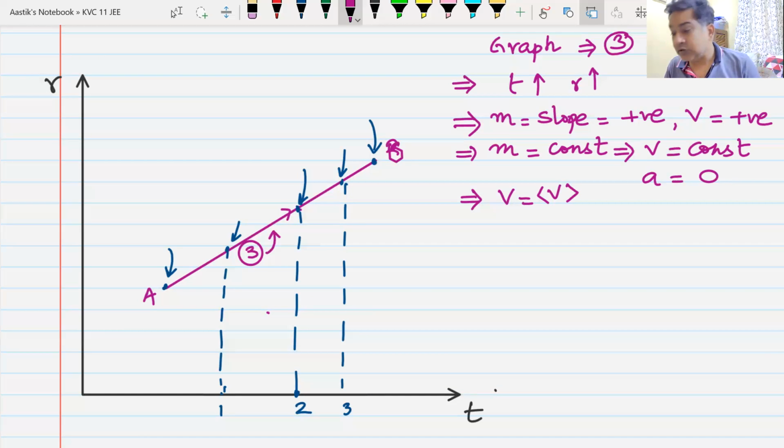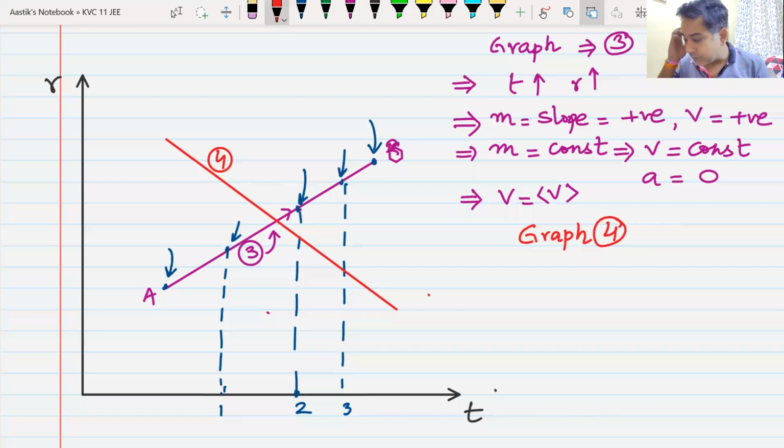What all things can you say about graph number 4? I hope you have done this. Graph number 4 comes into the picture now. Tell me fast. In this position-time graph, position decreases. When time increases, the position of the particle decreases.